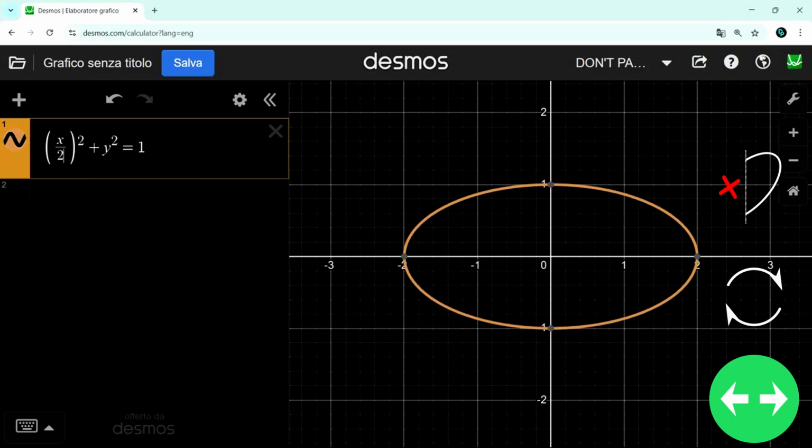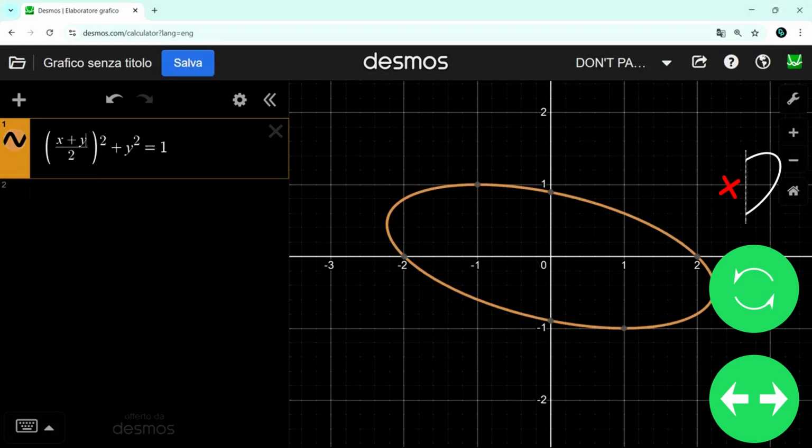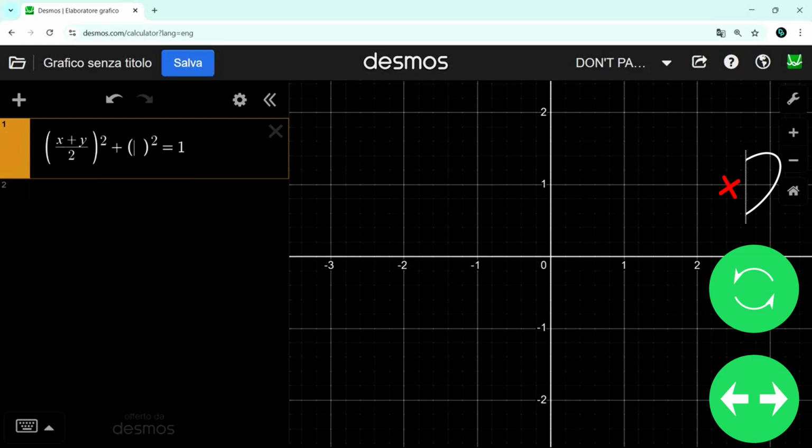Now, to continue retracing the steps toward the heart, it's time to rotate it 45 degrees counterclockwise. Rotations are also valid transformations. By replacing every x with x plus y and every y with minus x plus y, you effectively perform a 45 degrees rotation, although with a slight shrinking effect. Transformations always work like this. You replace the variables in the previous equation with new expressions.